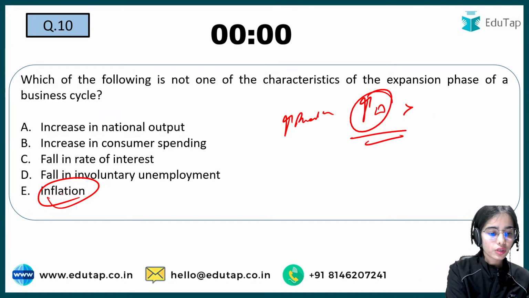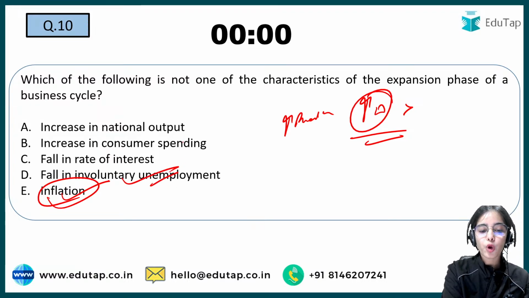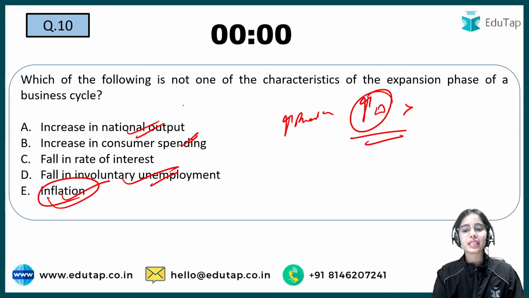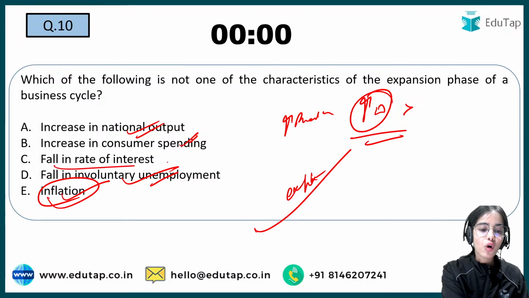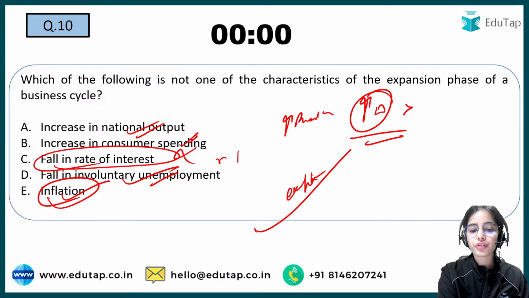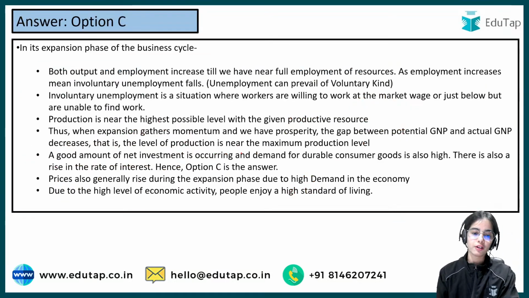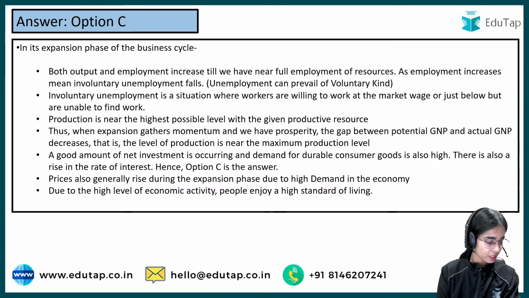So inflation, fall in involuntary unemployment, the increase in consumer spending, increase in national output, they are all the characteristic of expansion phase in the economy. Fall in rate of interest is not correct. The rate of interest will be increasing during the expansion phase. So this is the complete idea. Here, C is the idea.